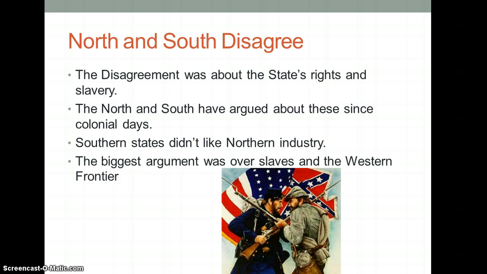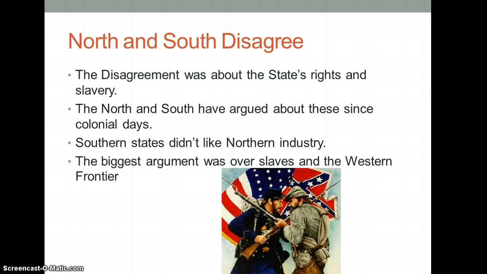North and South disagreements. The disagreement was about states' rights and slavery. The South felt that they should be able to decide whether or not there would be slaves in some of the new territory that was going to be discovered. The North and South have argued about these since colonial days.